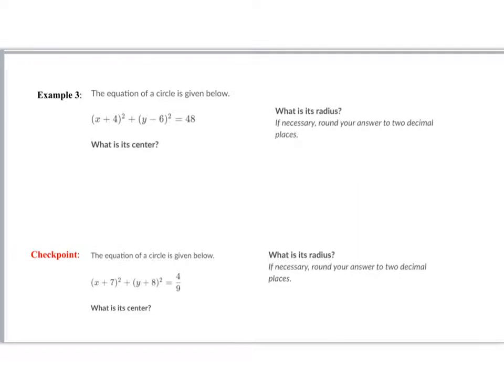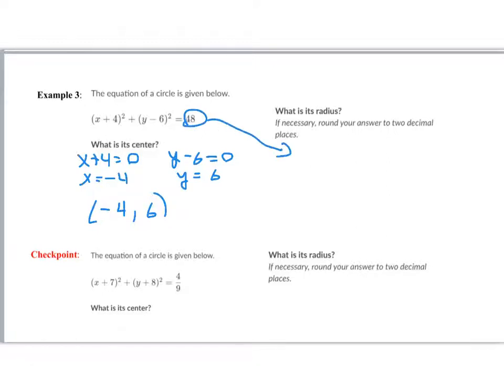Okay, the equation of the circle is given below. What is the center? Again, remember I said it's like you're solving it. So if you were solving this and set it equal to 0, x would be -4. Y minus 6 equals 0, so y equals 6. So the center would be -4, 6. What is the radius? So remember, this is the radius, so r squared equals 48. Therefore, r is equal to the square root of 48, which is approximately 6.93.